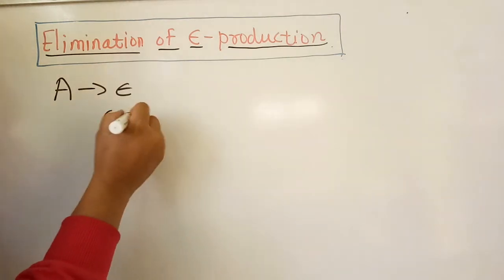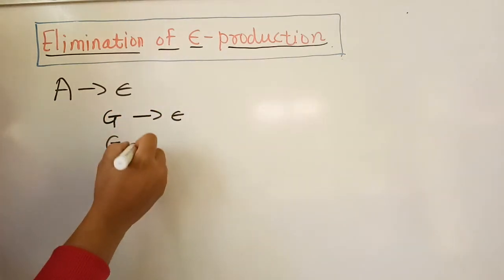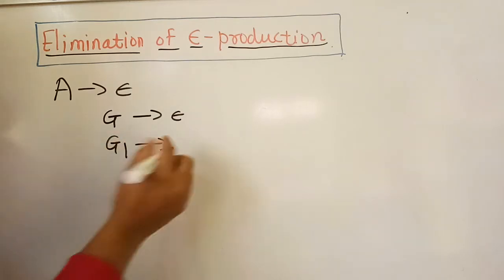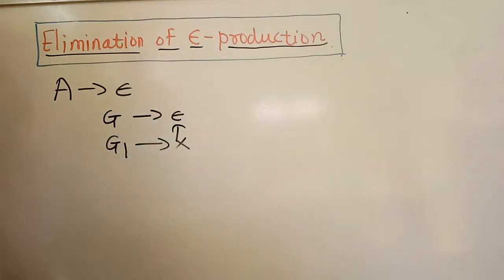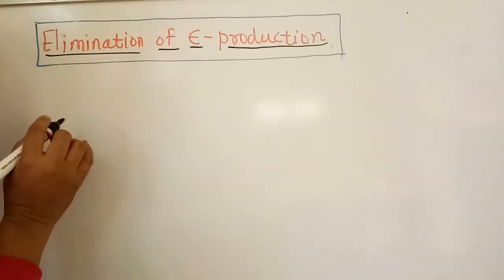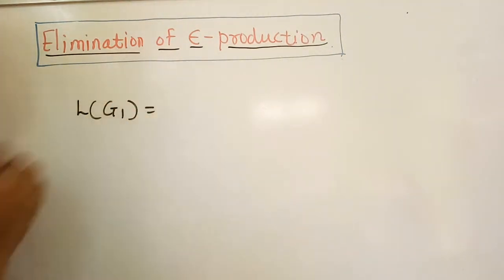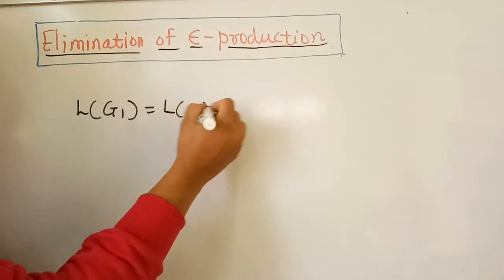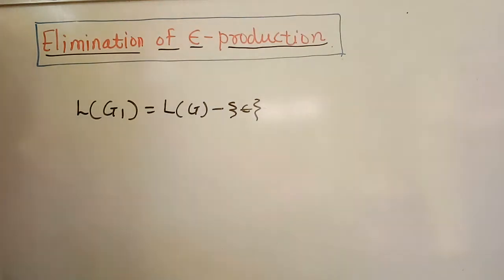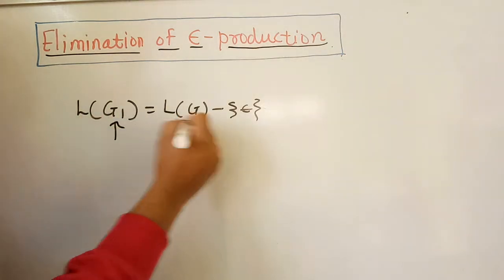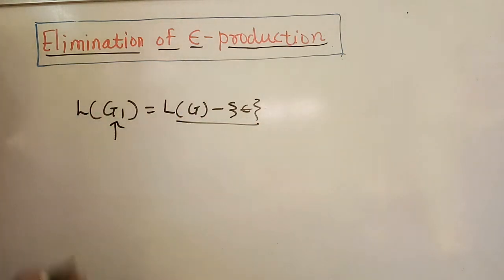such that, suppose G is a grammar having epsilon productions. Now we have to write G1, that is the context-free grammar removing the epsilon productions, such that the language of grammar G1 is the language of grammar G without the epsilon productions. There are some rules or steps to eliminate epsilon productions from our grammar, and that is the procedure for finding G1, the equivalent grammar without epsilon productions from G, as follows.